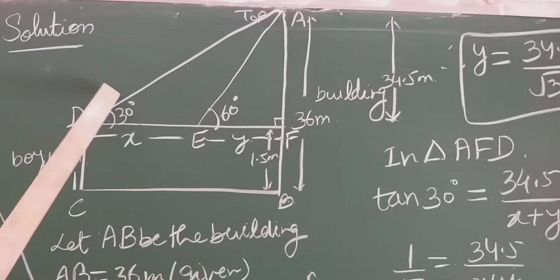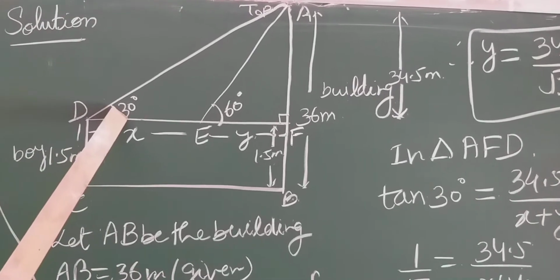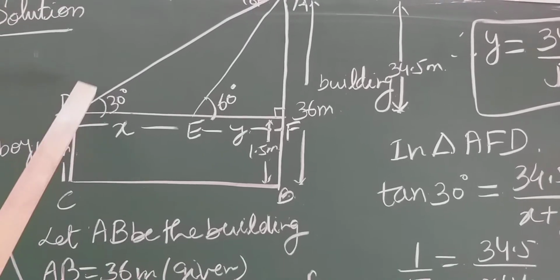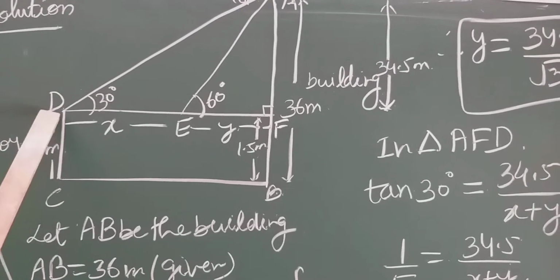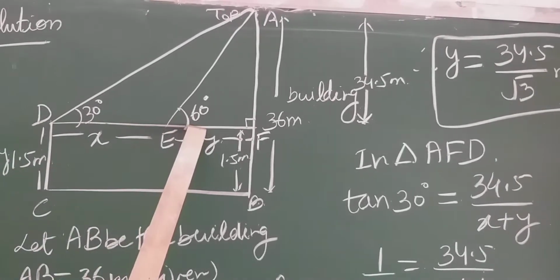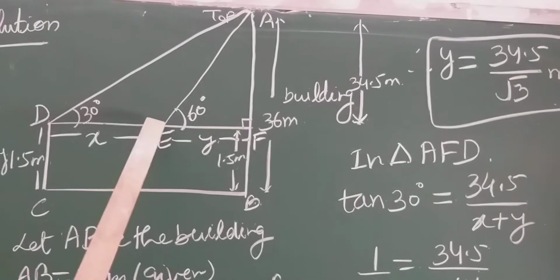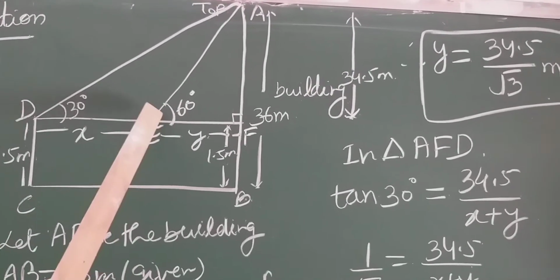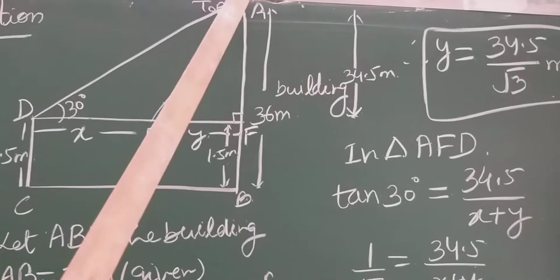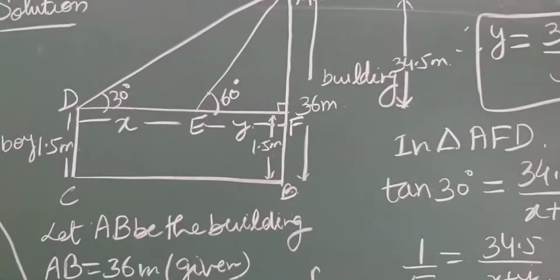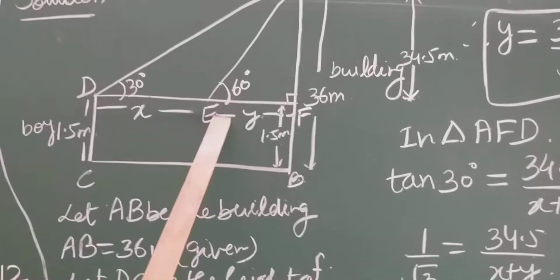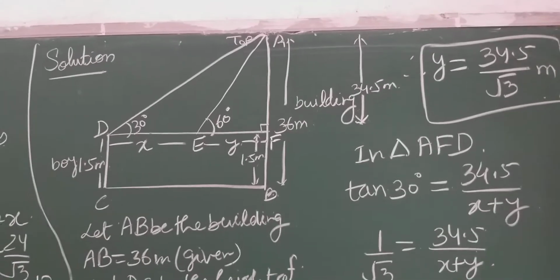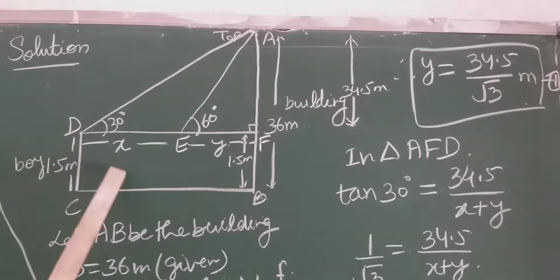Angle D is given 30 degree. The angle of the top of the building from the eye of the boy is 30 degree, and the boy moves towards the building. Then the angle formed by the eye of the boy to the top of the building is 60 degree. So angle E is 60 degree. So all the information we have to write first after drawing the diagram, and all the things should be mentioned in the diagram properly.